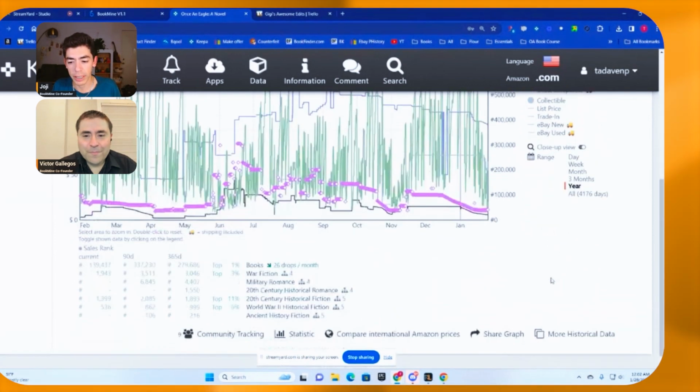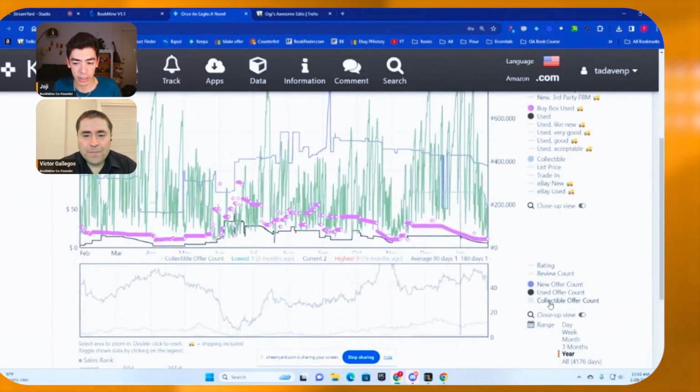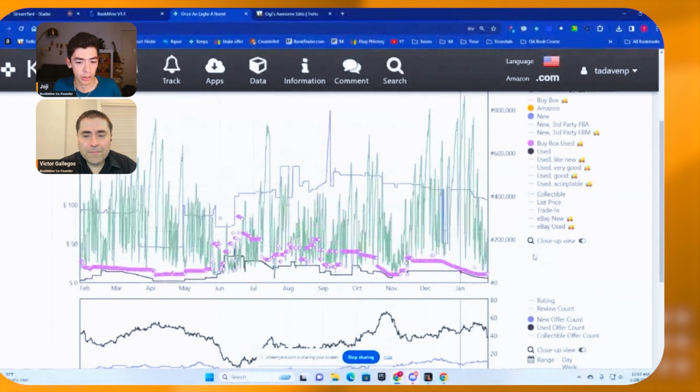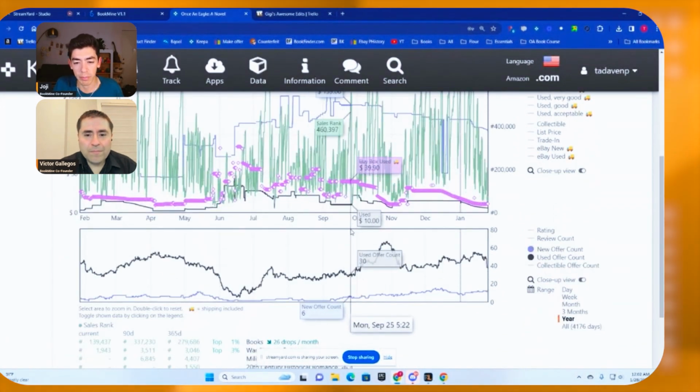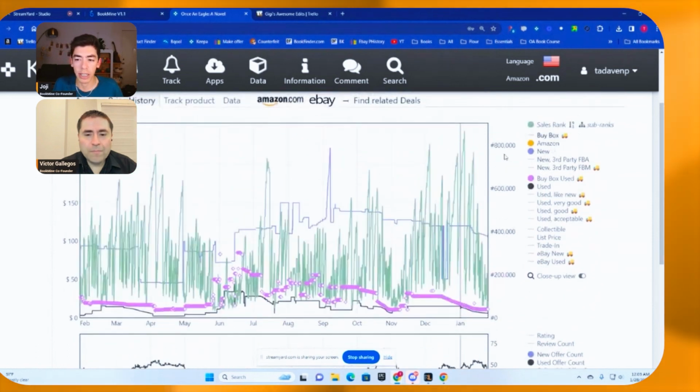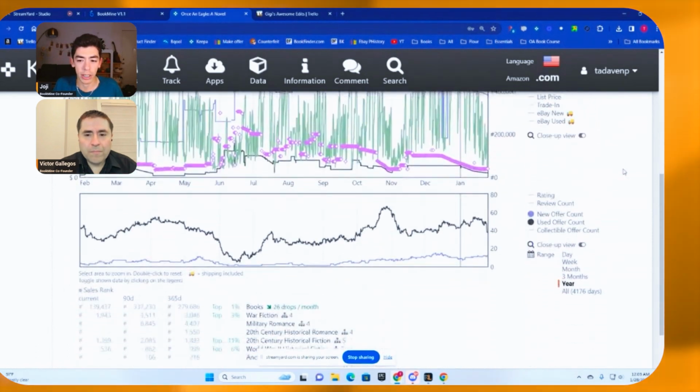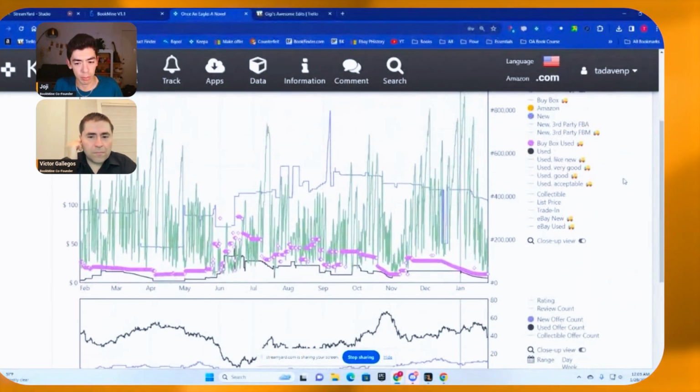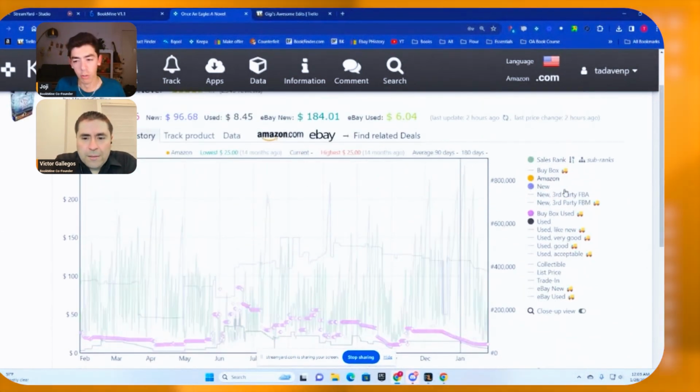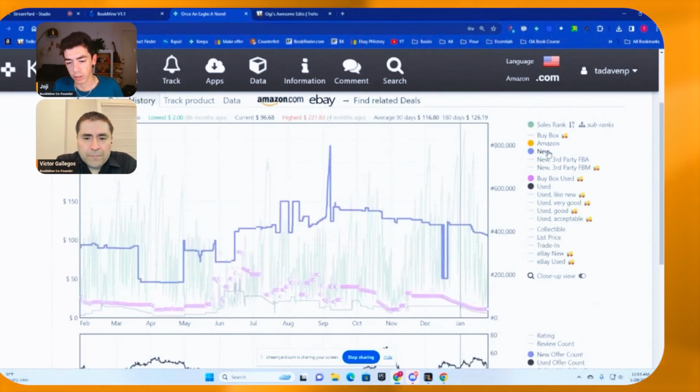So don't overcomplicate it. You don't even necessarily need the collectible offer count or the collectible price. You can make it as simple as you want, and in reality, the simpler you make it, the better it is. I would say this is a great setup for you to go with. It's going to make sure you see all the important things: the change in offer count, the change in prices, whether or not the book is selling, whether or not Amazon's selling the book, whether or not there's a new third-party seller.